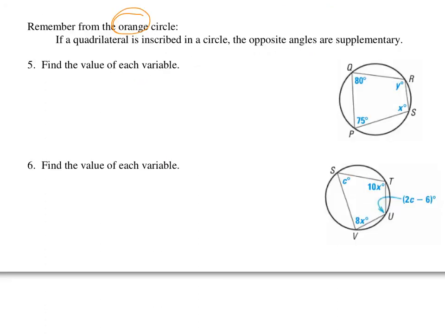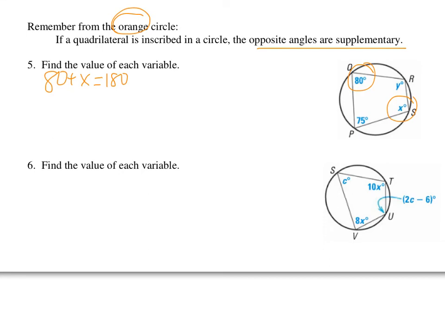All right, so remember from our orange circle that if a quadrilateral is inscribed in the circle, so if it's inside the circle with all the vertices touching the edges, then the opposite angles are going to be supplementary. So when we look at that, that tells us that this 80 and the x are paired up together. So 80 plus x should equal 180.